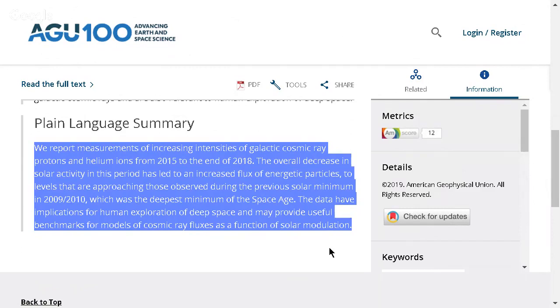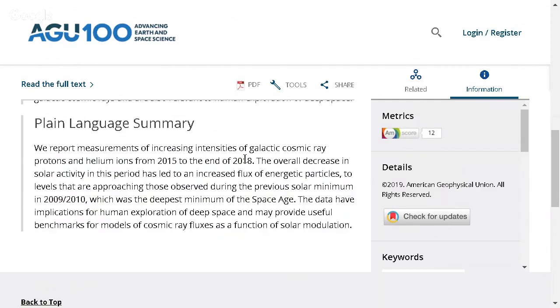Anyway, the data have implications for human exploration of deep space and may provide useful benchmarks for models of cosmic ray fluxes as a function of solar modulation. Now, the question I'm asking myself is, what causes the sun to behave the way it does? And I'm not going to say anything else about that and give away things that I will publish in a scientific paper later this year.